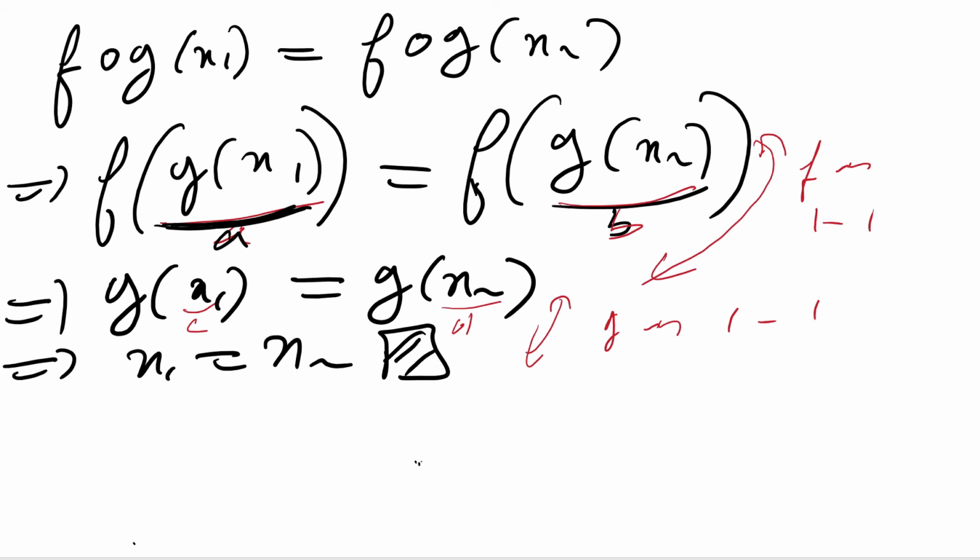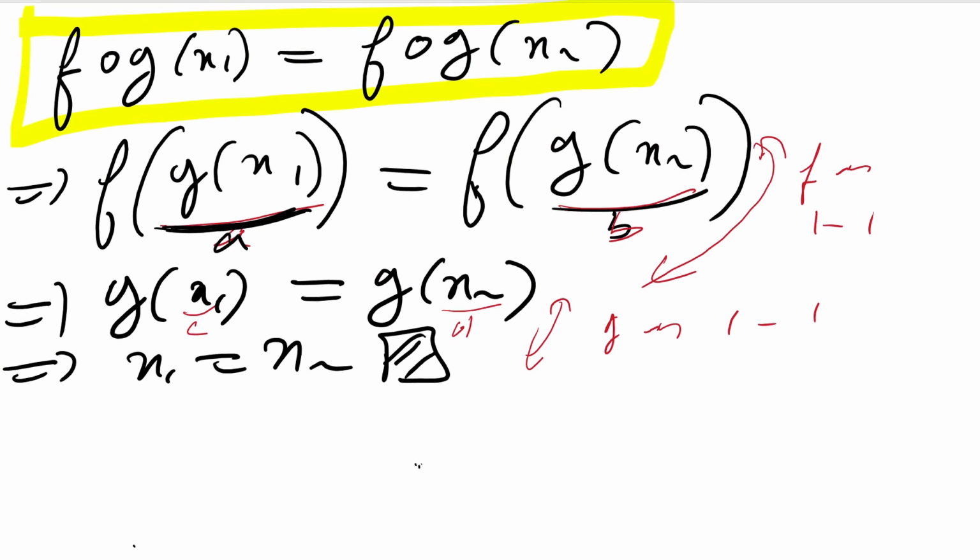Because we assume this to be true, we're just going to use this. We have f round g of x1 equal to f round g of x2. This implies we can extend this. It's the same as f of g of x1 equal to f of g of x2. Because f is one-to-one, we can write that this is equal to this, and we have it here. Then because g is also one-to-one, we can go from this expression to the final conclusion. So therefore, we conclude that f round g is also one-to-one.